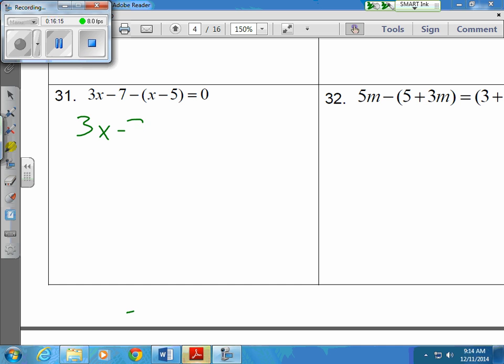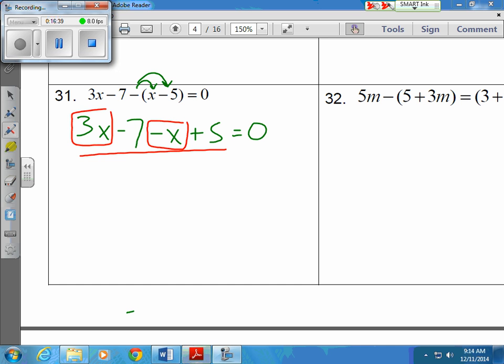So the 3x doesn't change. Minus 7 doesn't change. The only thing we have to do is distribute this negative. It'll be a minus x plus 5 equals 0. And all the letters need to stay on the left. Let's combine our like terms first. All the terms that are of the x type, we put them together. What do we get? 2x. All the constants, put them together, what do we get?